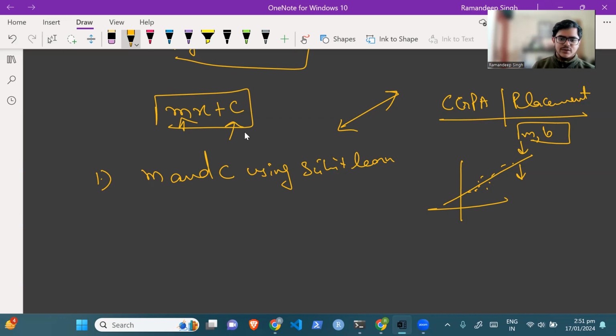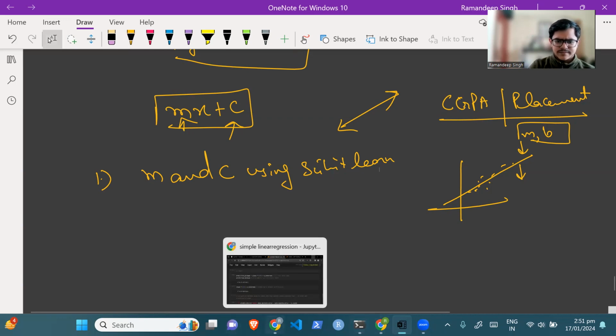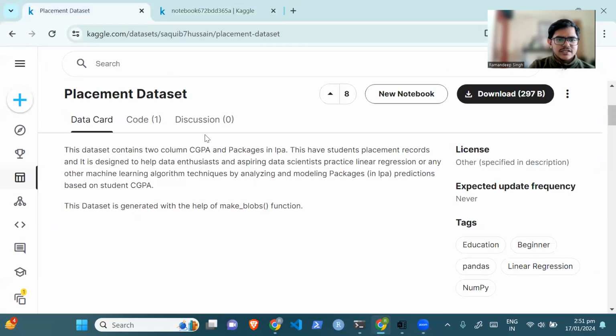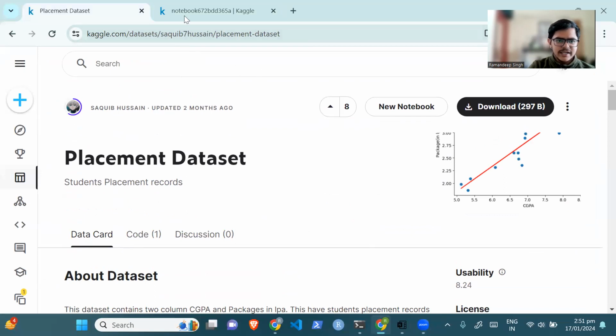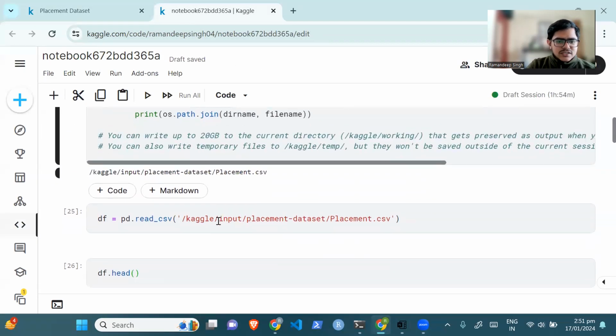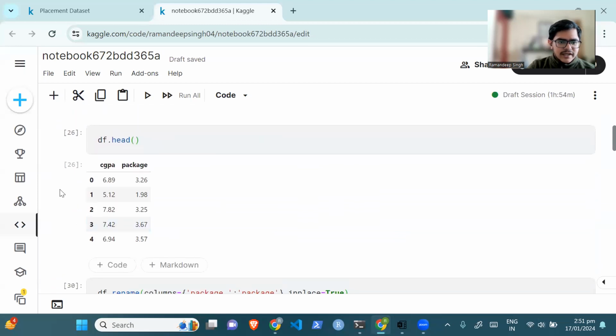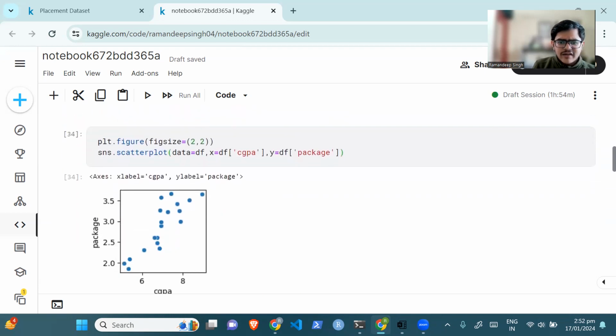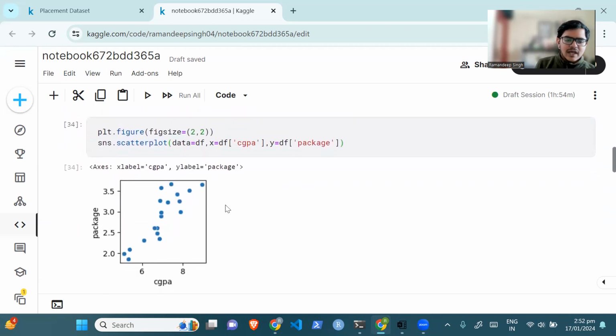Let me take you to the code first. This is a Kaggle notebook, and I have this placement data set. First I have imported the data set, and this is how the data looks. It has two columns, CGPA and package. Next I have plotted the CGPA column and the placement package column in a scatter plot. You will notice that as the CGPA increases, the placement package also increases.